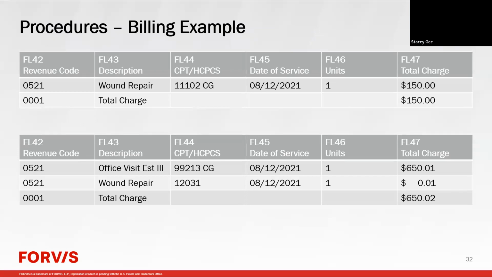So if the patient comes in for a scheduled encounter for wound repair, this top is what it's going to look like. You're going to report that CPT code for the wound repair, that CG modifier, and your charge. If that patient comes in and has the wound repair and has an additional office visit on that same day, again, you're going to report both that office visit and then that wound repair with your dates of service.